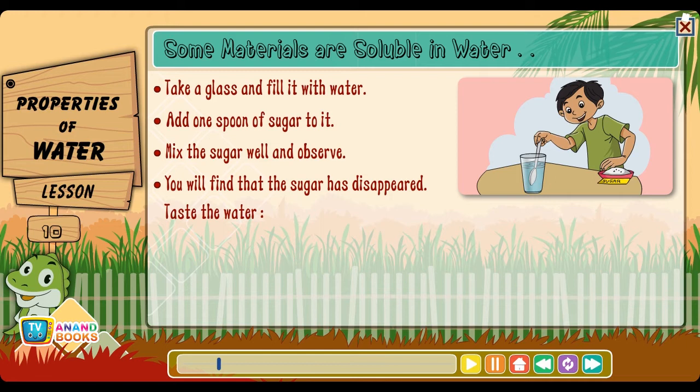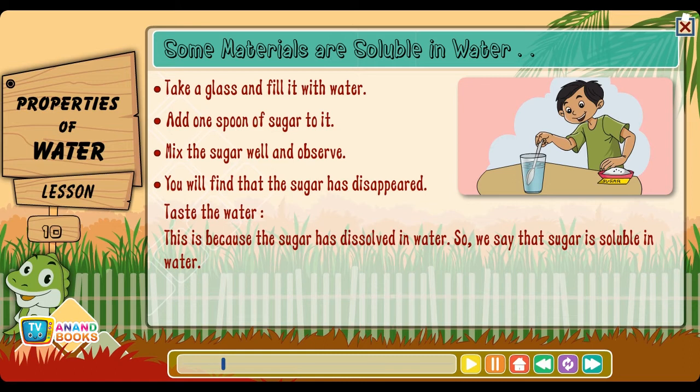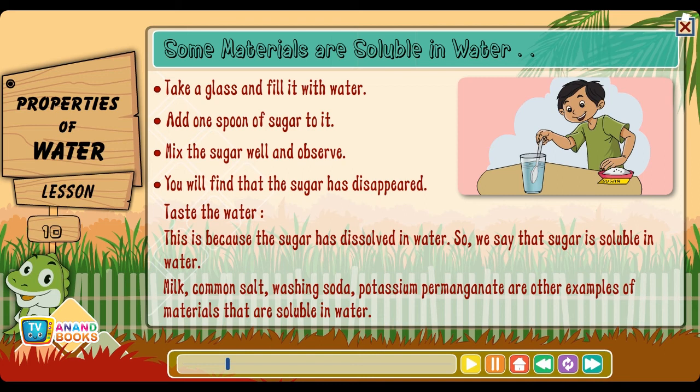This is because the sugar has dissolved in water. So we say that sugar is soluble in water. Milk, common salt, washing soda, potassium permanganate are other examples of materials that are soluble in water.